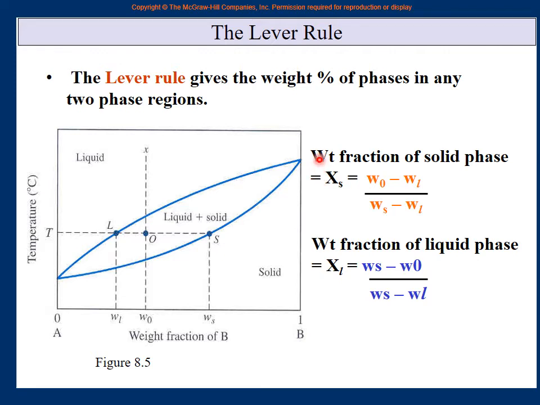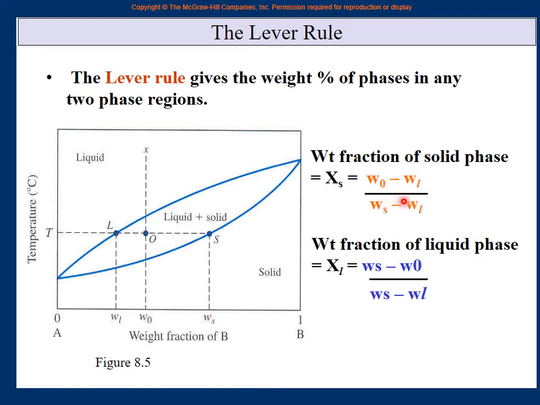So whether you write weight fraction or mass fraction, if we want to find it for the solid, you see you have drawn the tie line. This L is the liquid point, O is the original point, and S is the solid point. If you want to find the mass fraction of the solid, you go to the opposite side of the tie line, the length LO divided by the total length LS. Length LO is what? W0 minus WL, right? So W0 minus WL. Total length is what? WS minus WL. So this is the formula.